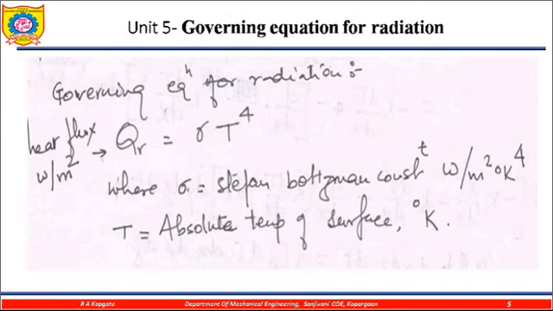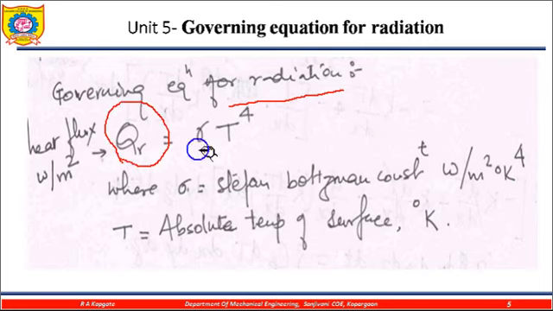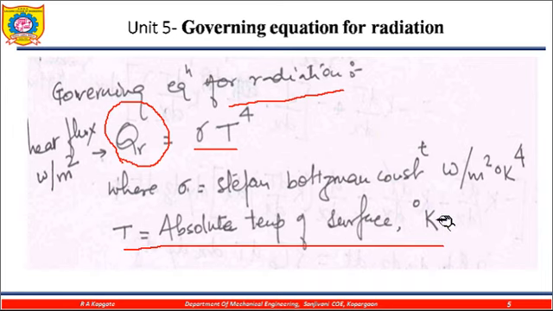Now the third governing equation, for the radiation, is that the heat flux in watt per meter square is equal to Qr, radiation, equal to sigma T to the power 4, where sigma is the Stefan-Boltzmann constant, with a unit of watt per meter square degree Kelvin to the power 4, while the other units are degree centigrade. And T is the absolute temperature of a surface, that is degree Kelvin. So these are the three different governing equations for the conduction, convection and the radiation.